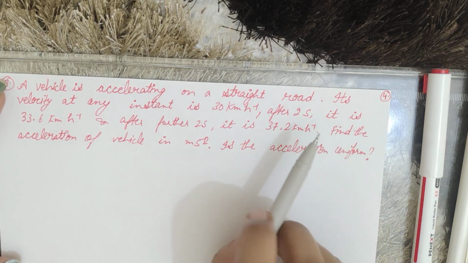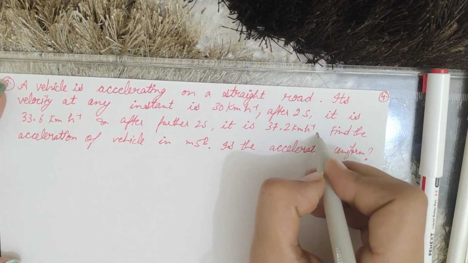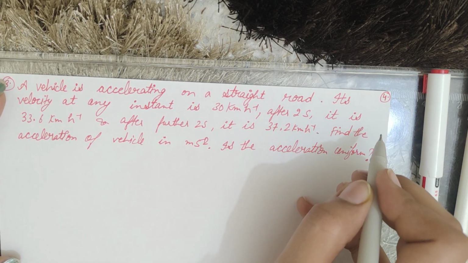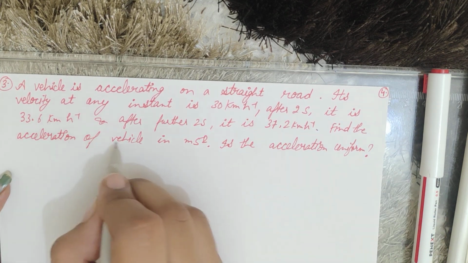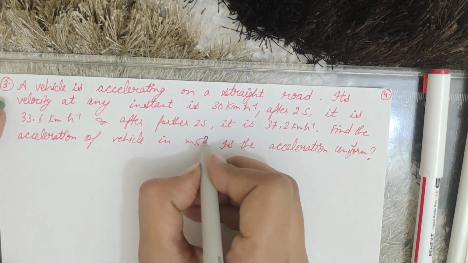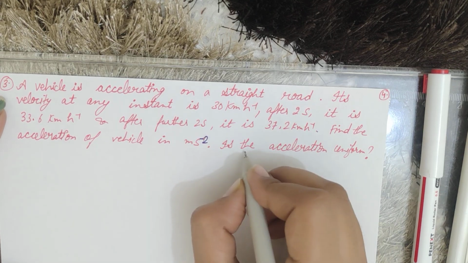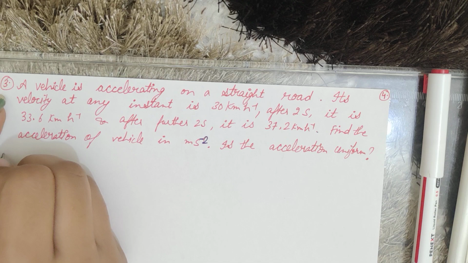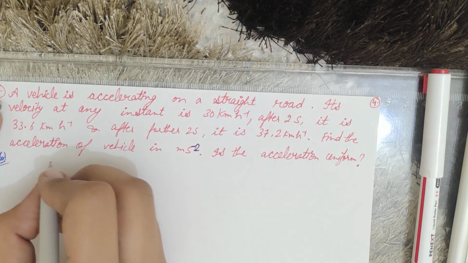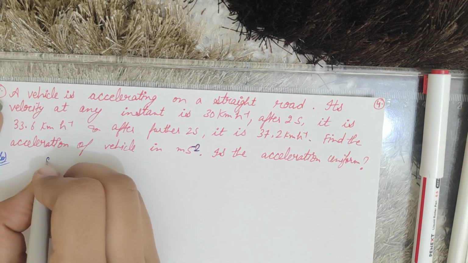Now see here, up to this we are given 3 velocities between 2 time periods. Find the acceleration of the vehicle in meter per second square. Is the acceleration uniform? This we need to find out. So here, what are the things given?